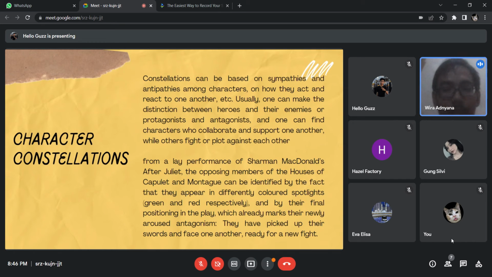In a play performance of Sherman Macdonald's After Juliet, the opposing members of the House of Capulet and Montague can be identified by the fact that they appear in differently colored spotlights, green and red respectively, and by their final positioning in the play, which already marks their newly aroused antagonism. They have picked up their swords and faced one another, ready for a new fight. Next, please.